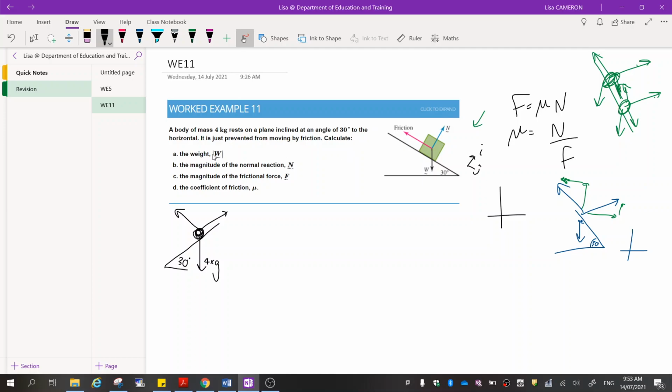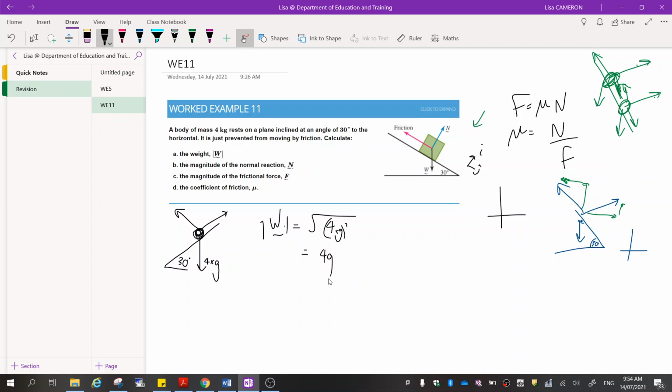So the weight, this one here. Now to work out that weight force, the resultant vector of the weight force, we just have to take 4 times gravity.